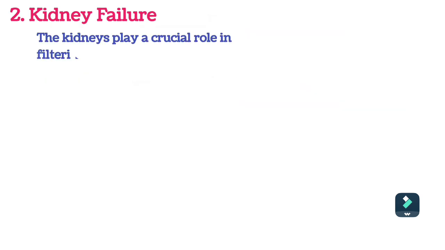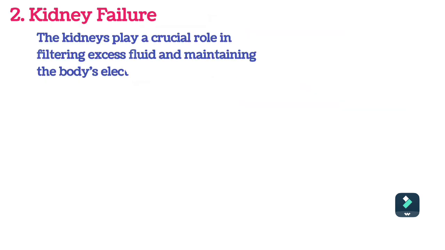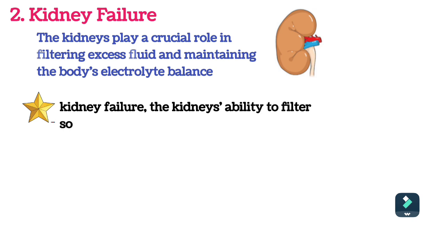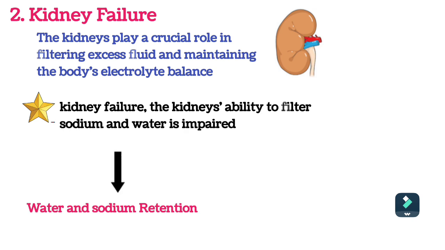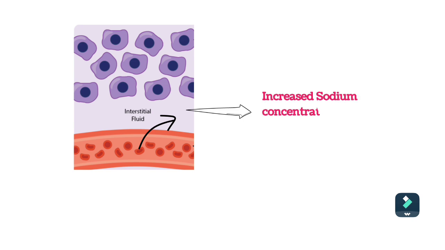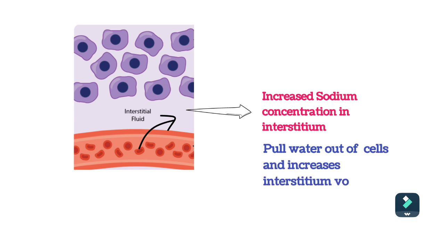2. Kidney failure. The kidneys play a crucial role in filtering excess fluid and maintaining the body's electrolyte balance, including sodium levels in plasma. In kidney failure, the kidney's ability to filter sodium and water is impaired. As a result, water and sodium retention occur in the plasma. Increased plasma sodium freely crosses the capillaries and enters the interstitium, increasing the sodium concentration in the interstitium. This draws water out of the cells, causing an increase in interstitial volume, leading to edema.